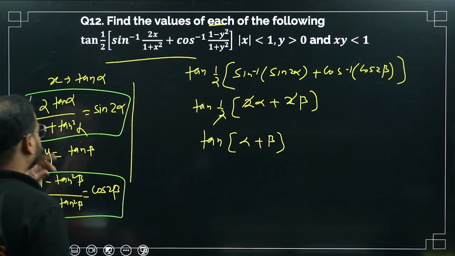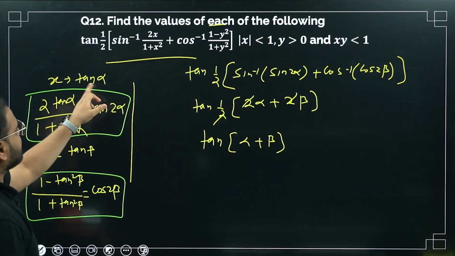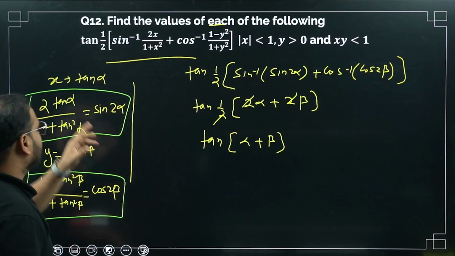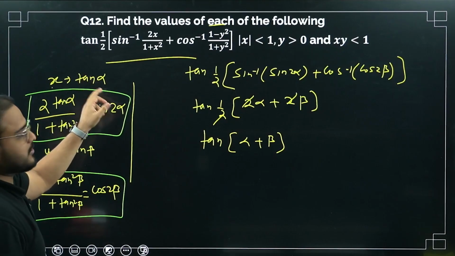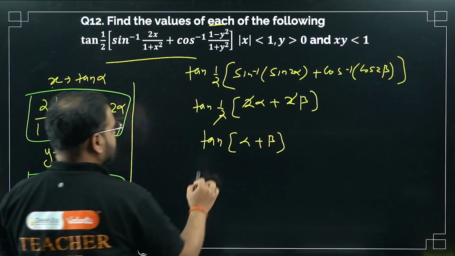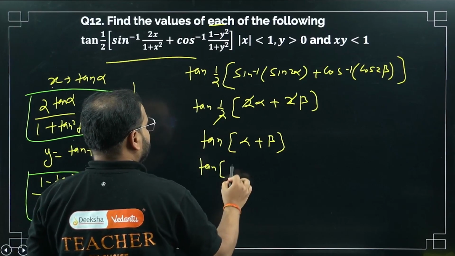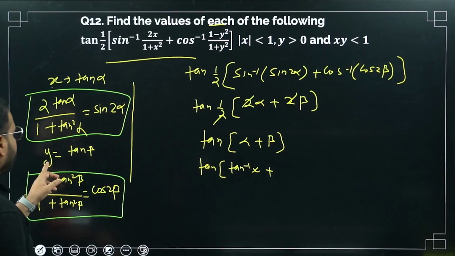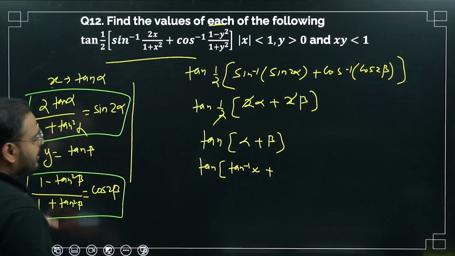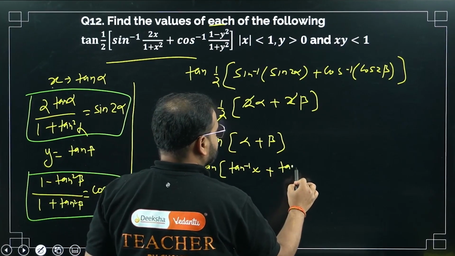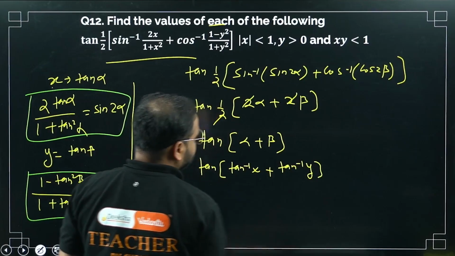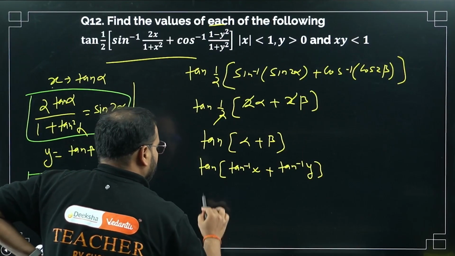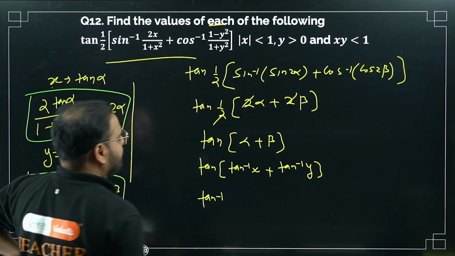Now please check here. If x is tan alpha, what is alpha? If x is tan alpha, alpha is tan inverse of x. I have taken my assumption. What is alpha? Tan inverse of x. What about beta? Y is tan beta. So what is beta? Tan inverse of y. Write it here. Tan inverse of y. Now I can continue this as tan, not tan inverse.